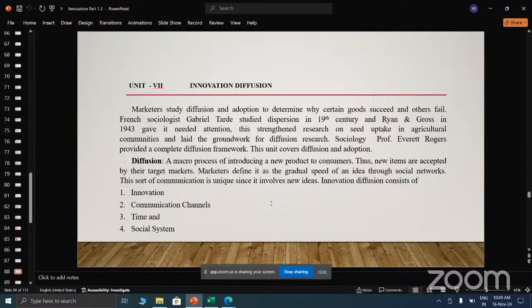What is diffusion? A macro process of introducing a new product to consumers. That is, new items are accepted by their target markets. Marketers define it as the gradual spread of an idea through social networks. This sort of communication is unique and it involves new ideas. Innovation diffusion consists of 4 things. One is innovation, different communication channels that are required, the time required for it, and the social system that is for communication here.